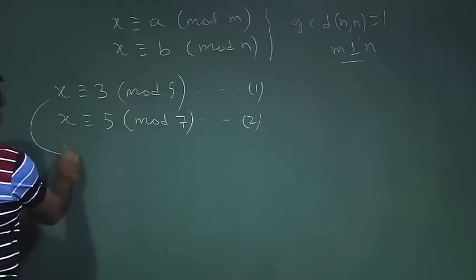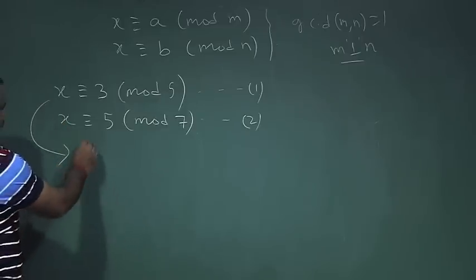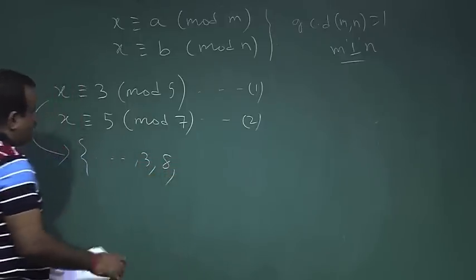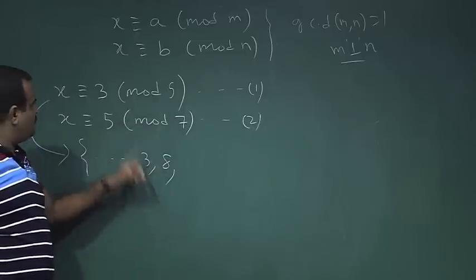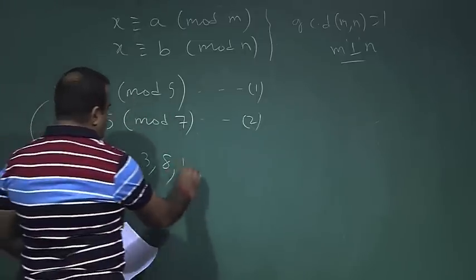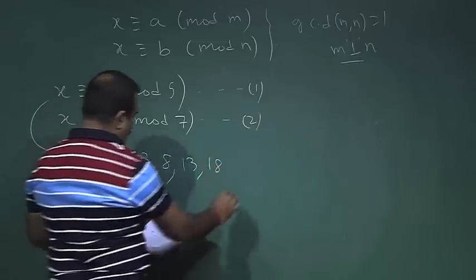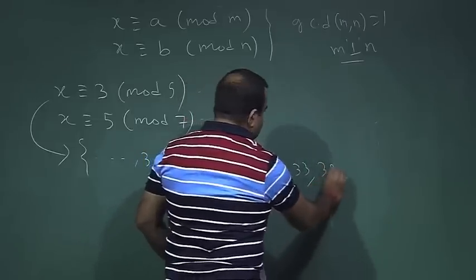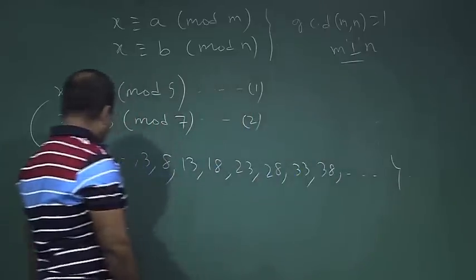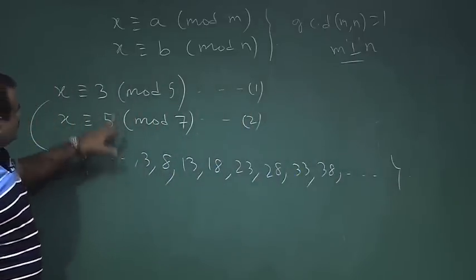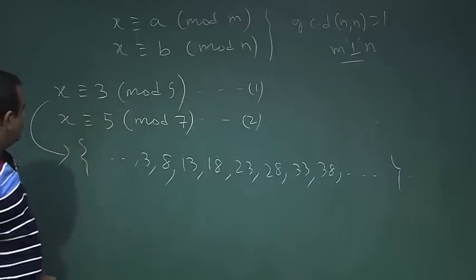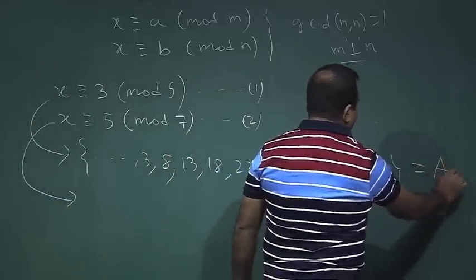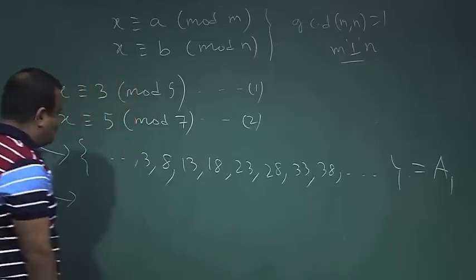The x which satisfy equation 1 are basically all the integers from 3, 8, all the integers which when we divide by 5, the remainder should be 3. So, 3, 8, 13, 18, 23, 28, 33, 38, and so on. So, this is all the x satisfying equation 1. Say this is a set A1.